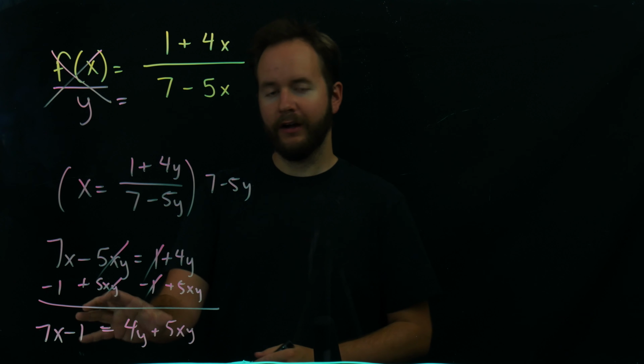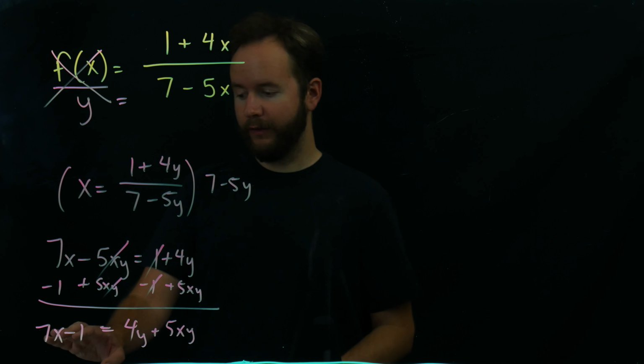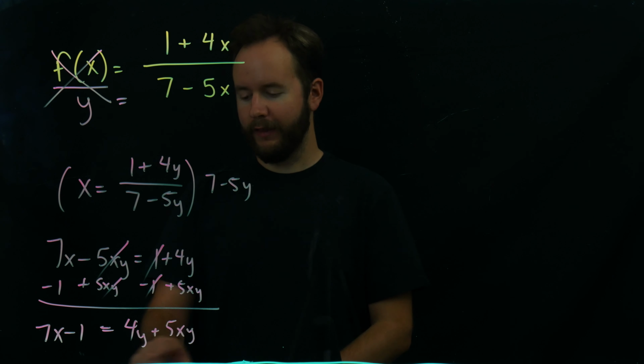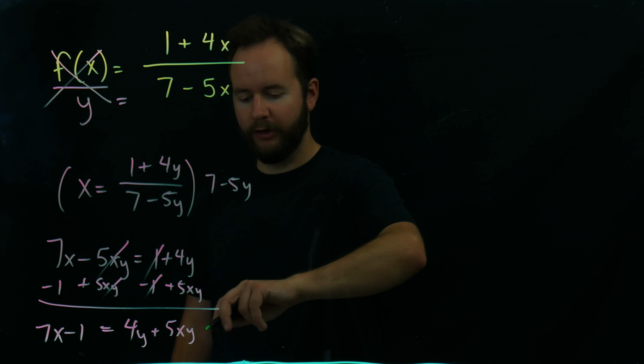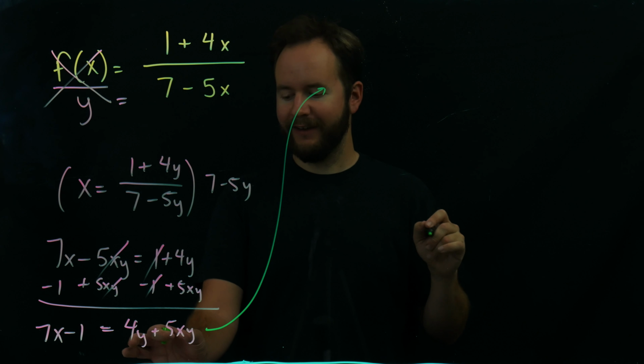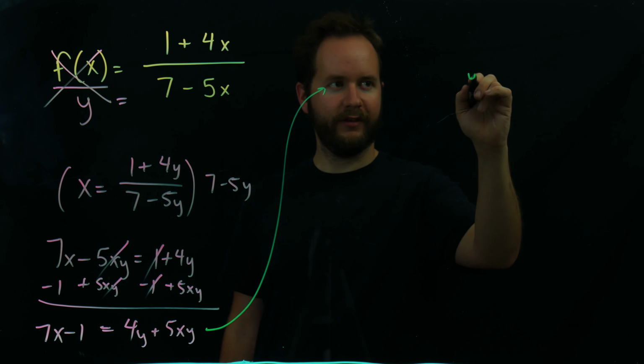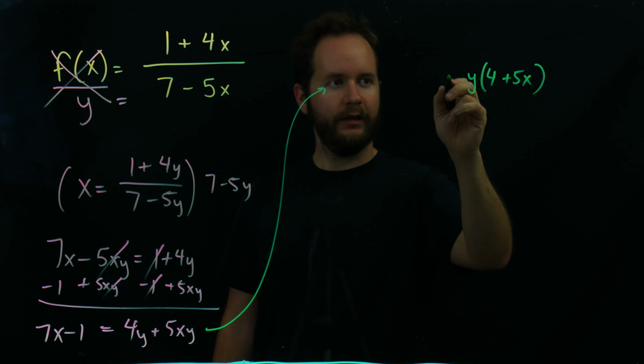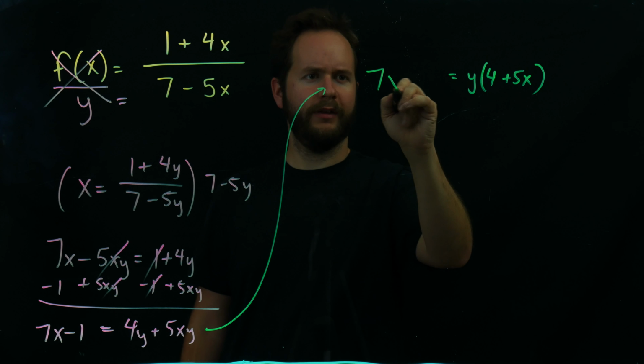Alright, now that I've got an equation that has all the y's on one side and all the non-y's on the other, I'm going to factor out the y that's part of this term on the right. Watch carefully, I can factor a y out from this expression. I'm going to say y times 4 plus 5x. The left-hand side stays the same. 7x minus 1 isn't going to change at all.